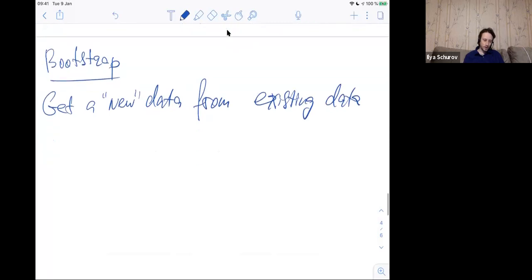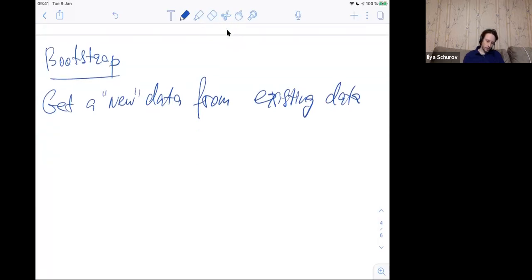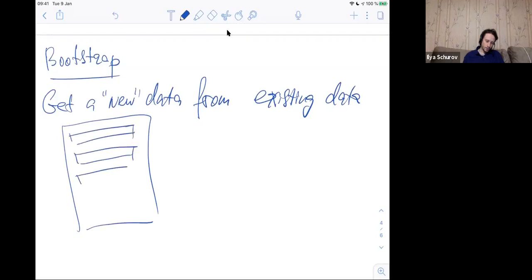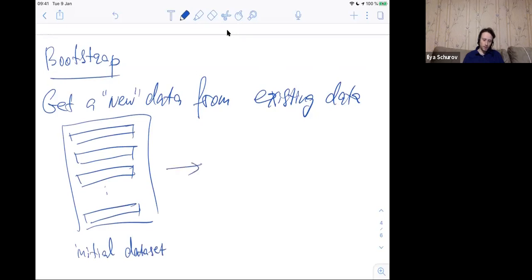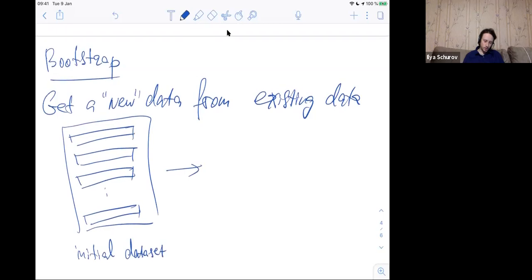What does bootstrap do? Let us assume that I have some data points. So I can draw it as a table. And every row of this table is a data point. So it is your observation. And this is my initial data set. And then I can create a new data set by the following procedure. This is sampling with replacement.